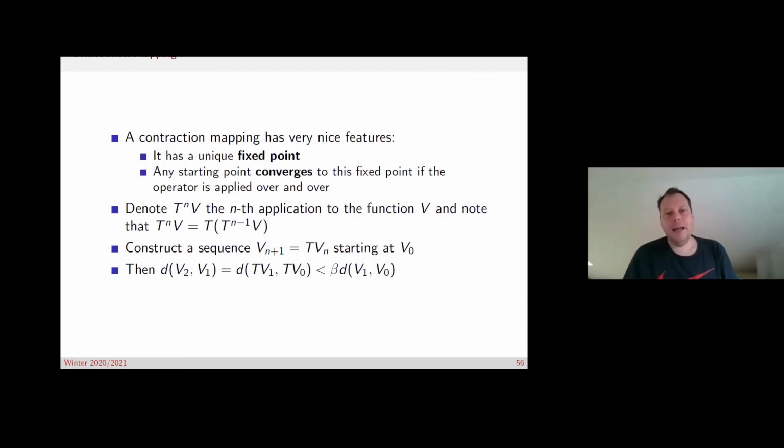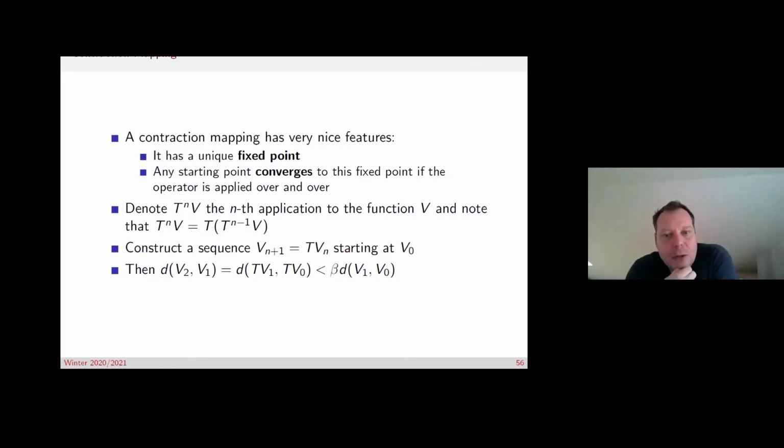And for any starting point, applying this operator over and over again will eventually converge to this fixed point. So it does not only exist, but you also converge to this point.